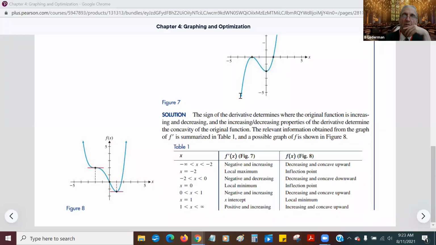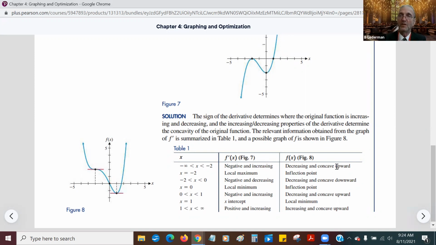So notice that from this part right here, from negative infinity up to x equals -2, the derivative is negative, but it's also increasing, which means that because it's negative, the function is decreasing, and it's also going to be concave upward. Not because of the negative part, but because of the increasing part. The negative part means that the original function is decreasing, and the increasing part means that the original function is concave up.